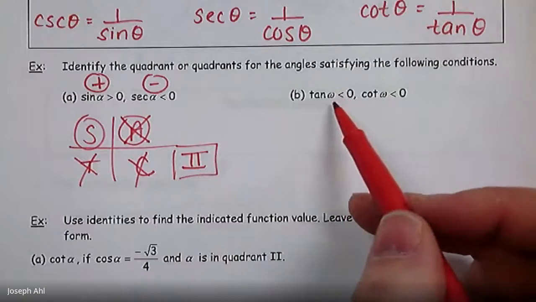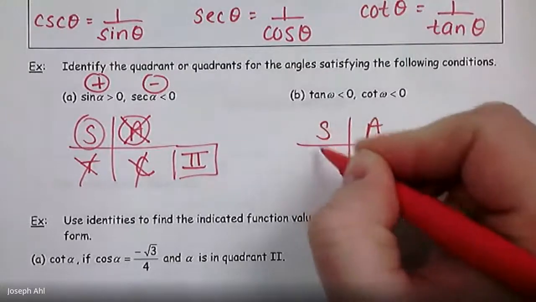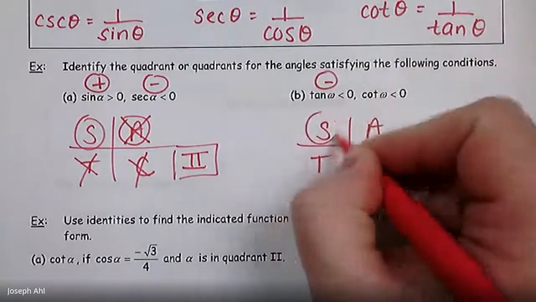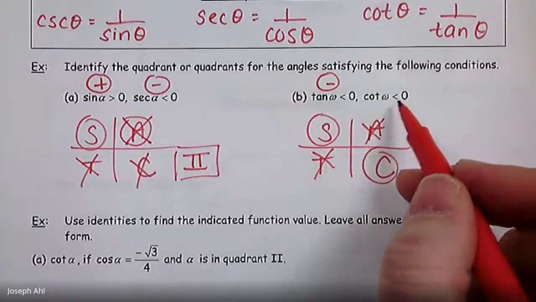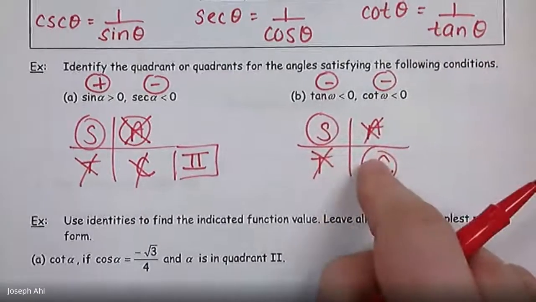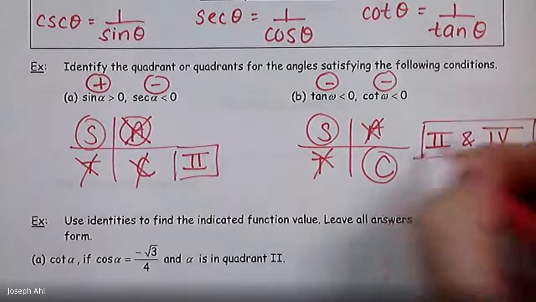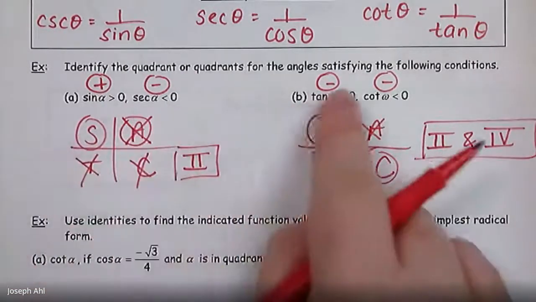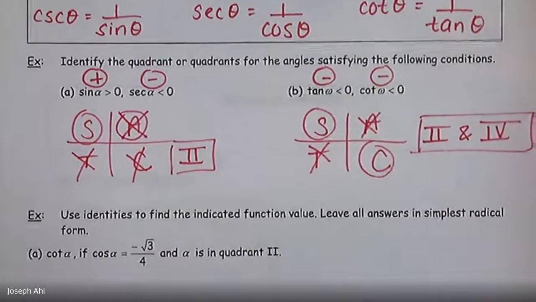Next example is tangent is less than 0 and cotangent is less than 0. So if I start with All Students Take Calculus, we know that tangent is negative in 2 and 4. And then the other piece of information is that cotangent is negative. Well, since cotangent is the reciprocal of tangent, it's negative in the same exact locations. So in this case, we have two answers. We have quadrant 2 and quadrant 4. That would satisfy both of those conditions at once. So in a lot of cases, you will just be left with one in the end. But since these were the reciprocals, and we're looking at where they're both negative, we get two possibilities there.